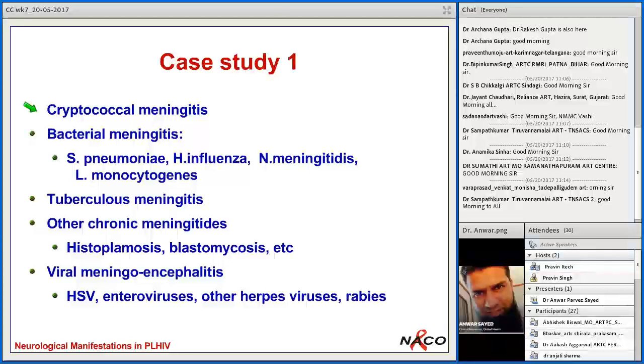So the top of our list of differential diagnosis will be cryptococcal meningitis, because we have seen the opening pressure which is very high and the way the patient has presented with clinical signs and symptoms. Remember one more thing here: there is no neck stiffness in this case. As compared to bacterial meningitis, in cryptococcal meningitis you usually will not commonly see neck stiffness, though it is not impossible.